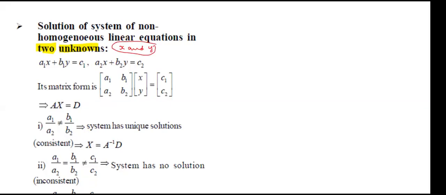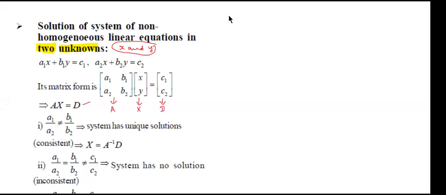Now the system of non-homogeneous linear equations: a1x plus b1y is equal to c1, a2x plus b2y is equal to c2. We can write it in matrix equation form AX is equal to D. A is called the coefficient matrix. X is called the variable matrix. And D is the constant matrix.